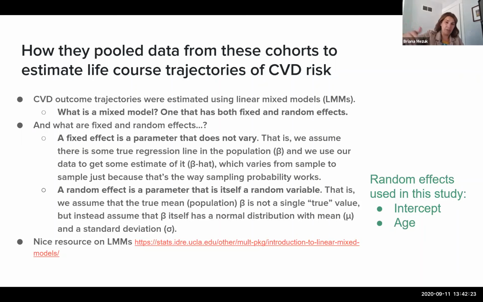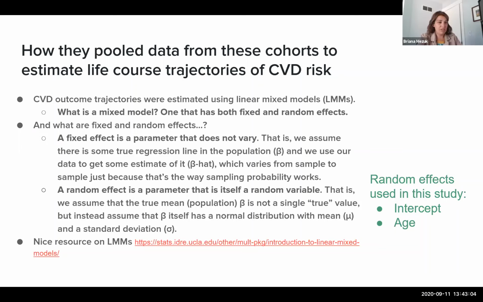A random effect is a parameter that is itself a random variable. By that, I mean we say there's not an average population beta out there, not a single value, but instead there's a range of values of the population beta, with variation around it. So I'm not just looking at sampling variability. The reason that people differ on this value is that there's not just one average population effect.